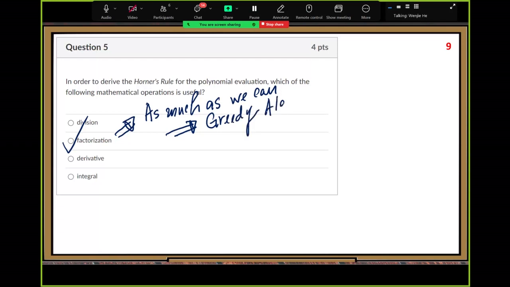So I talk about the greedy algorithm, the factorization. All right.